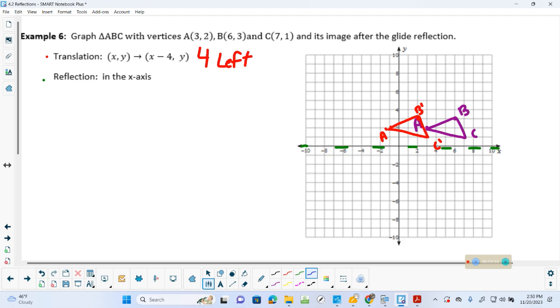So A prime is here, 2 above the green, straight up and down. 2 above, put it 2 below. And that is now A double prime. A little fancy notation. All right, B is 1, 2, 3 above, 3 below. And then C, of course, 1 above, 1 below. Got it. And you can see it's very easy to see. We went left 4, and then I flipped it over that green line.